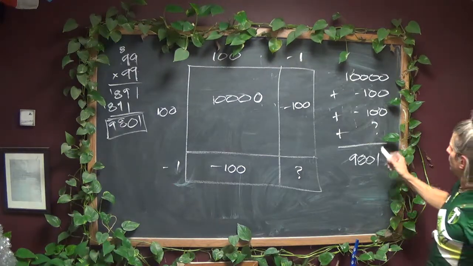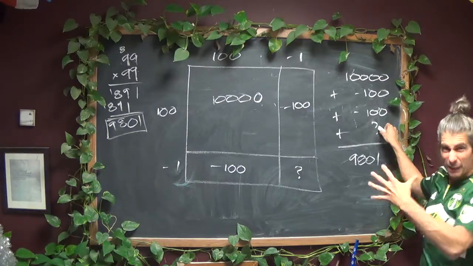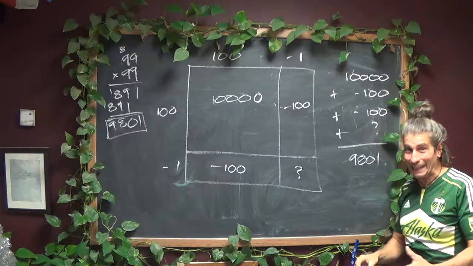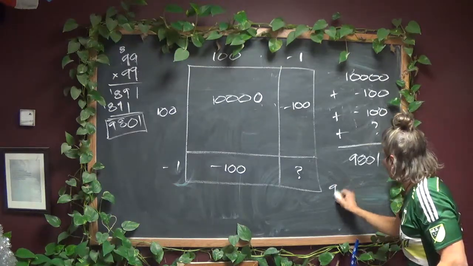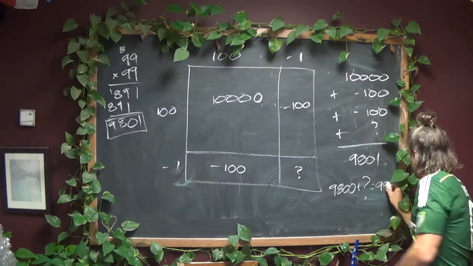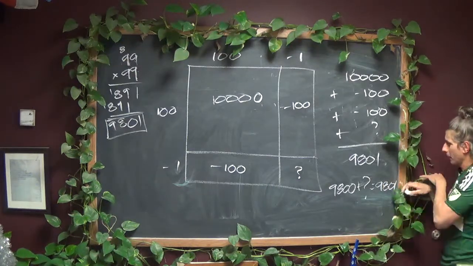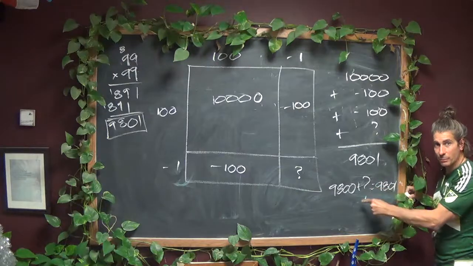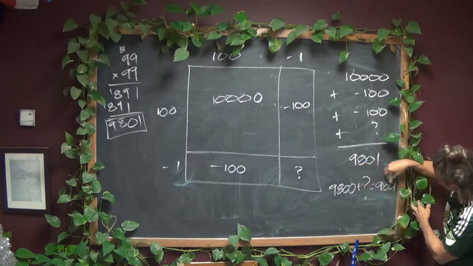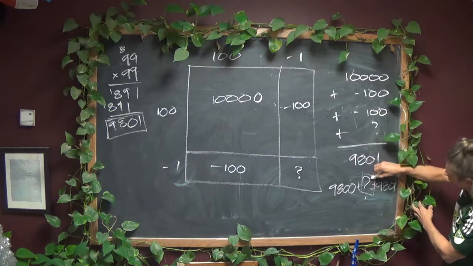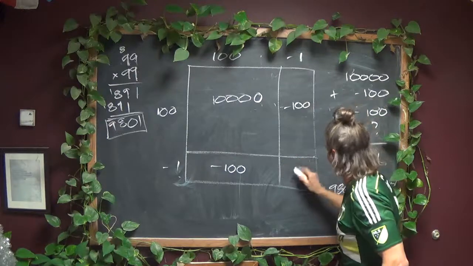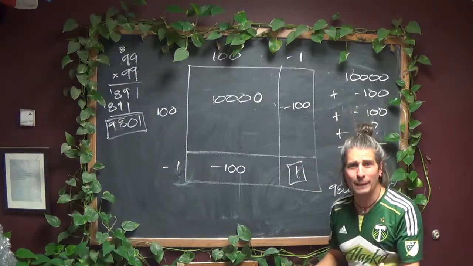So if you ignore the question mark, just leave it there for a second, but add the rest of them, you get 10,000 minus 100 minus 100, which is 9,800. So that implies that 9,800 plus the question mark is 9,801. That means the question mark has to be 1. Right? Because if this is 9,800 and that's 9,801, that means this has to be 1, which means that -1 times -1 has to be +1.